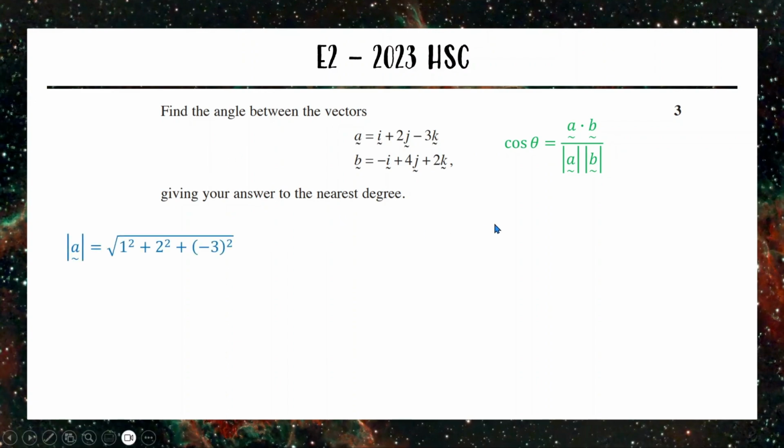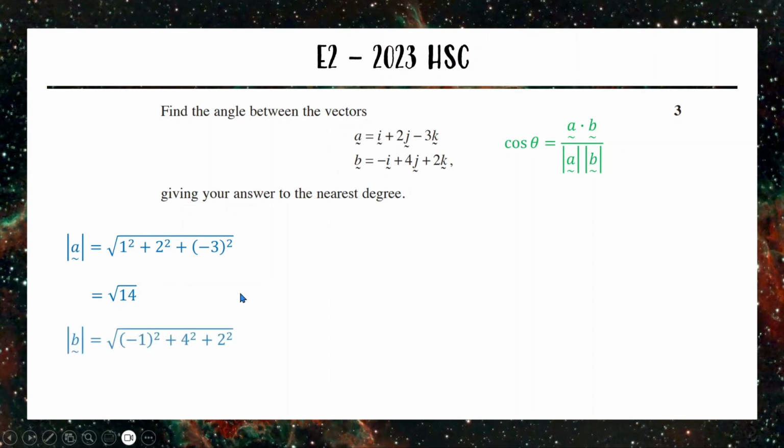Let's start off by finding the magnitude of A. The way we find the magnitude of a vector is we take its x, y, and z components, and we square them, we add them all together, and we take a square root. We're essentially just doing a bit of three-dimensional Pythagoras here. So we've got 1 squared plus 2 squared plus negative 3 squared. And that inside our square root works out to be 14. So the magnitude of A is the square root of 14.